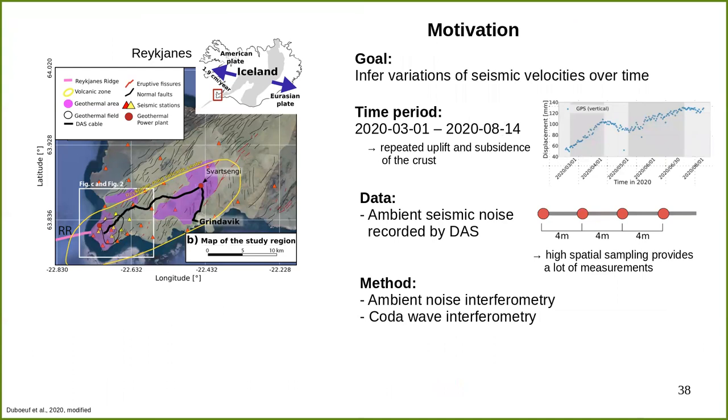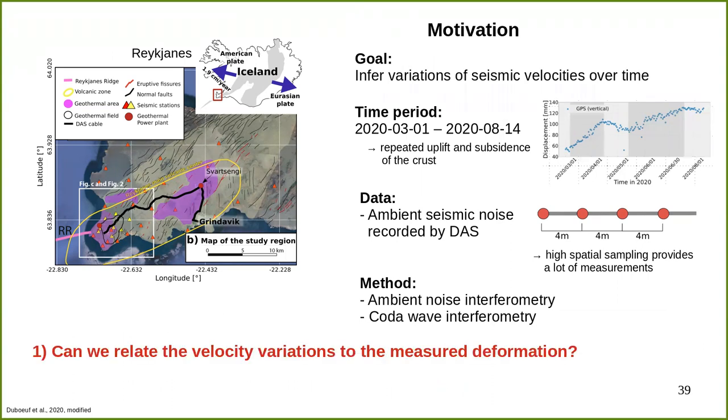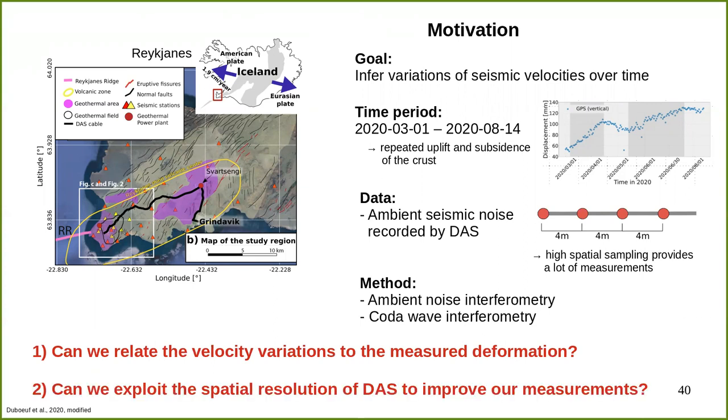So to summarize this introduction, our goal is to infer the variations of seismic velocities over time between March and mid-August of 2020, where repeated uplift and subsidence of the crust was measured. We will analyze the ambient seismic noise recorded by DAS and apply ambient noise interferometry and coda wave interferometry. The main two questions that motivate our study are, can we relate the velocity variations to the measured deformation? And can we exploit the spatial resolution of DAS to improve our measurements?